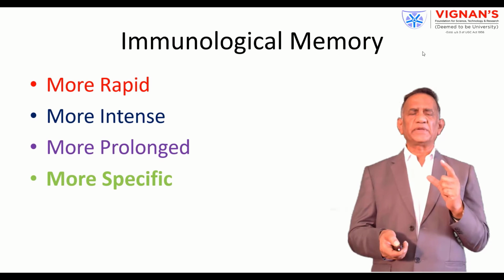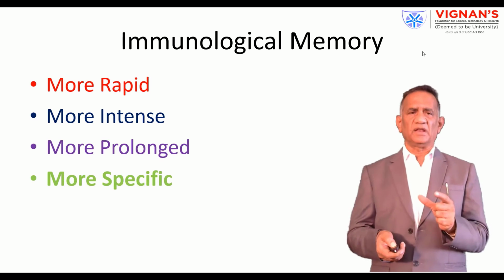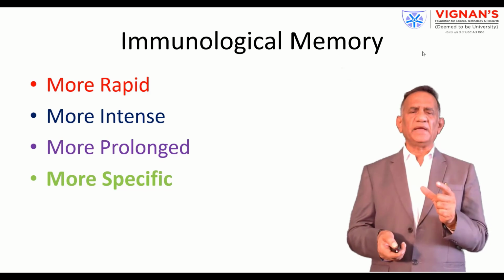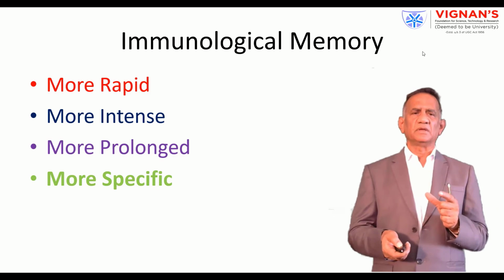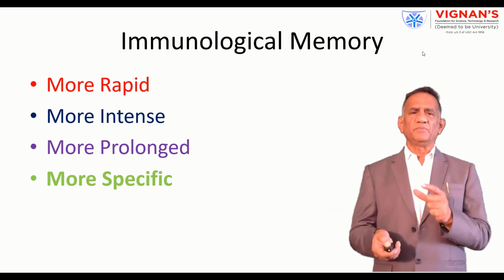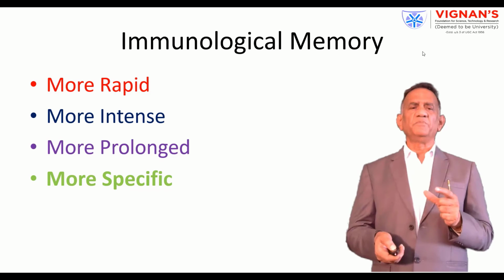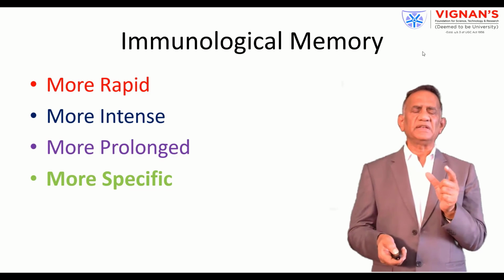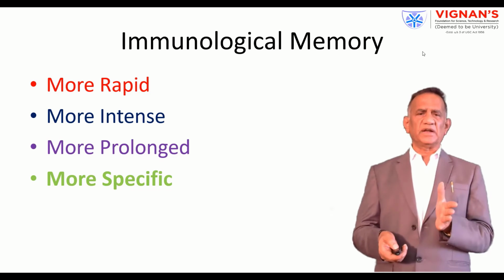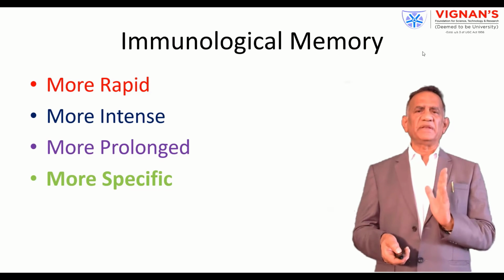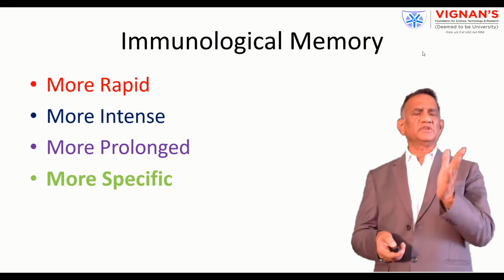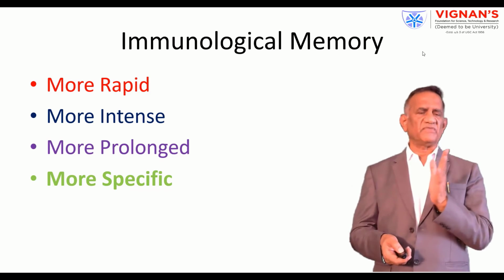This is what people keep speaking about, boosting your immune potential. If you boost your immune potential, it means your immune memory is rapid, intense, prolonged, and specific. That's what I've been telling you: if I get infected now with coronavirus, my immune memory is specific to the coronavirus, not to the dengue virus, not to the Japanese encephalitis virus.